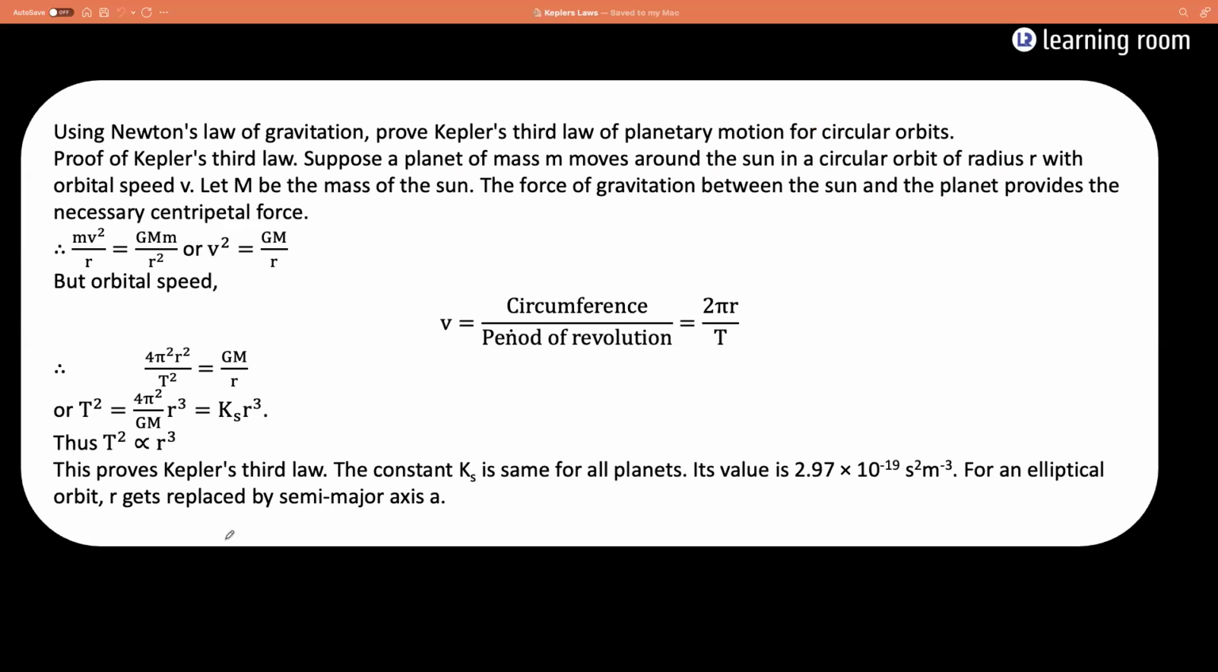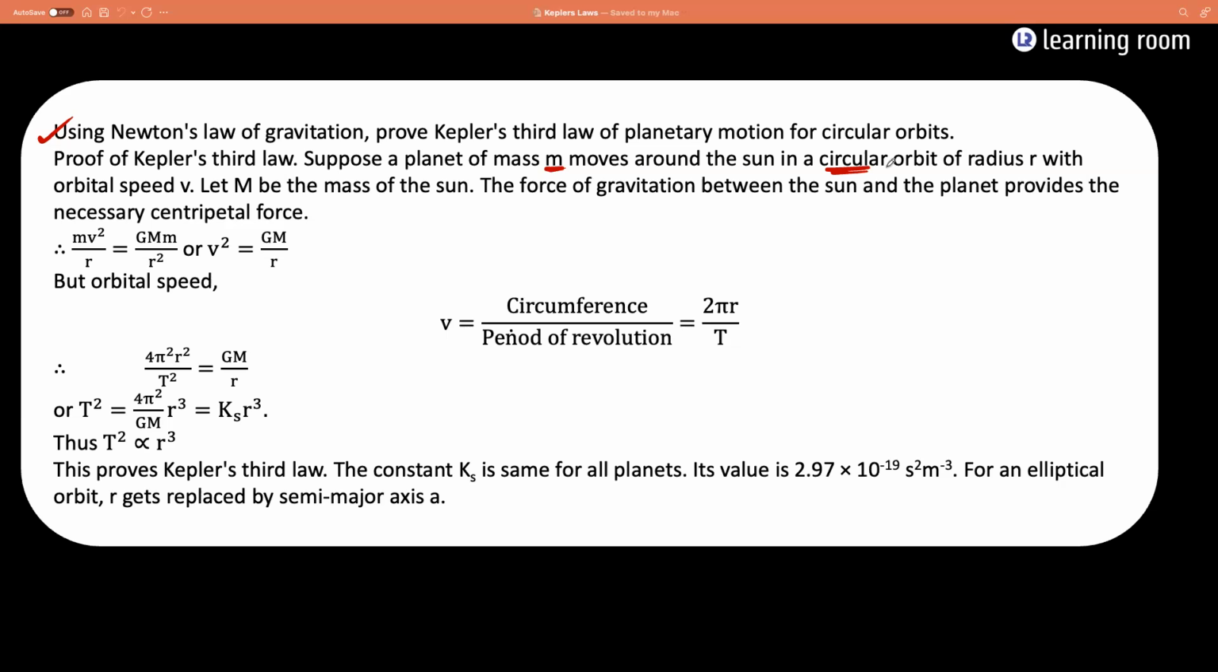So the proof is, suppose a planet of mass m moves around the sun. See, what we have done here is, for us to take the forces into consideration, we need to consider this to be a circular orbit. So suppose a planet of mass m moves around the sun in a circular orbit of radius r. So let's say it is revolving with an orbital speed of value v.